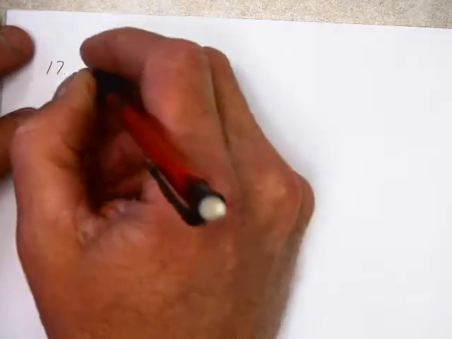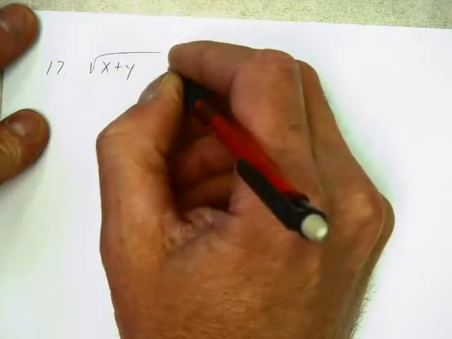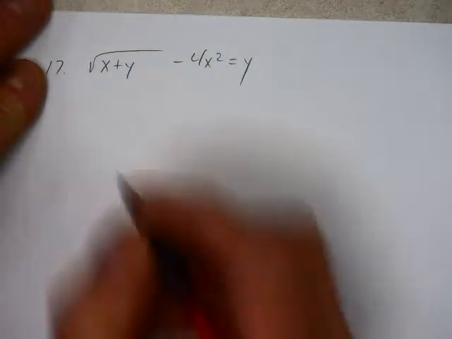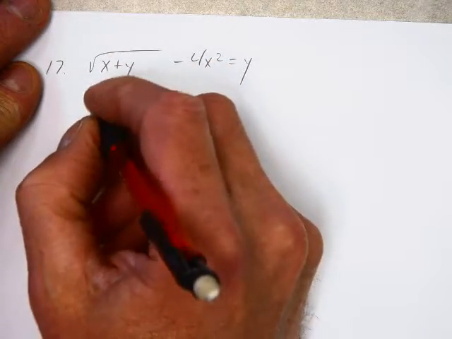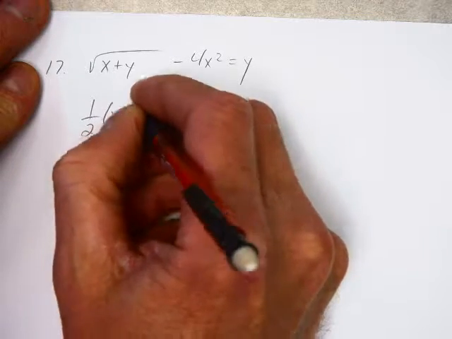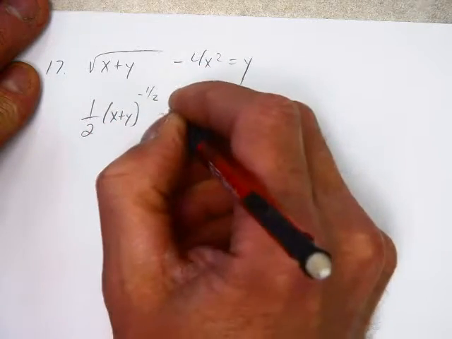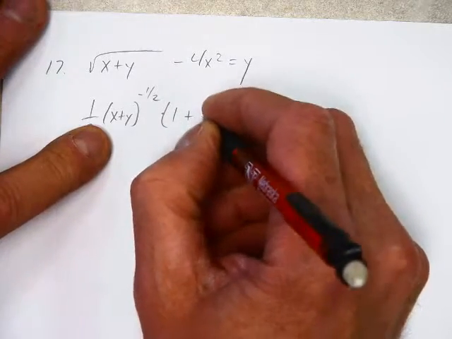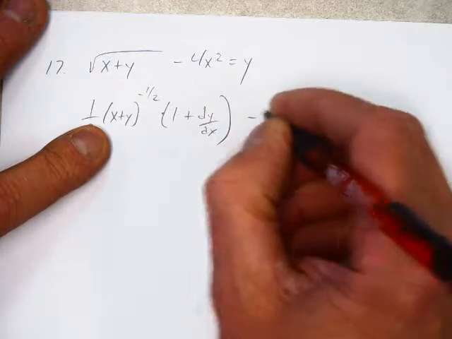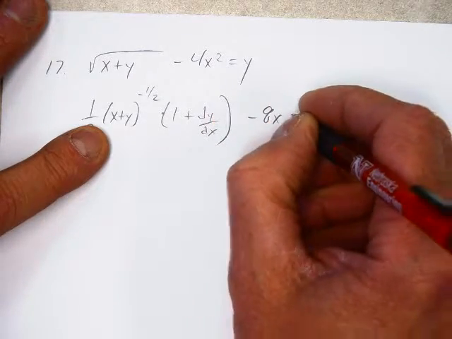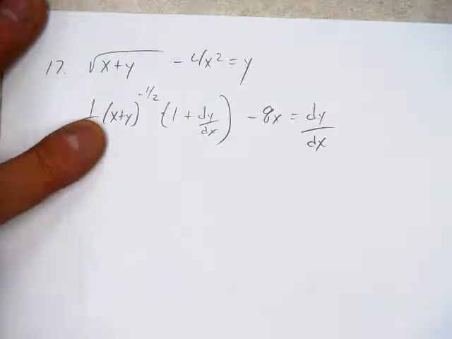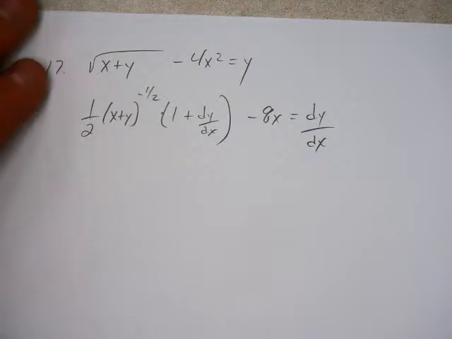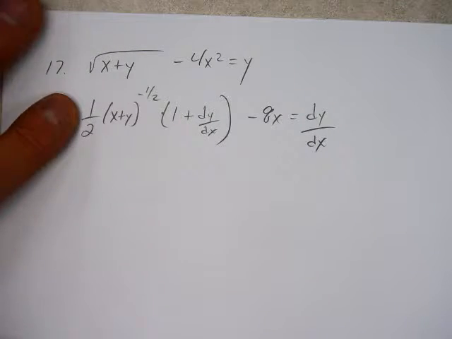Rate of change. Okay. Anything else? 17. Okay, I'll just tackle this here real quick.